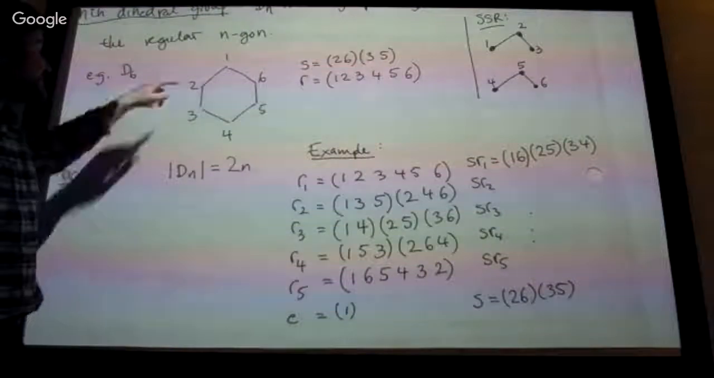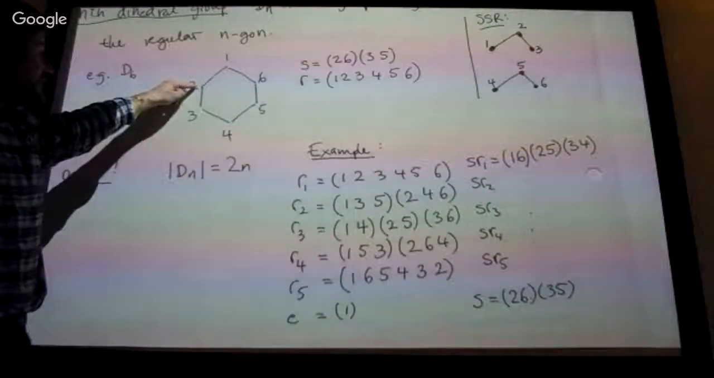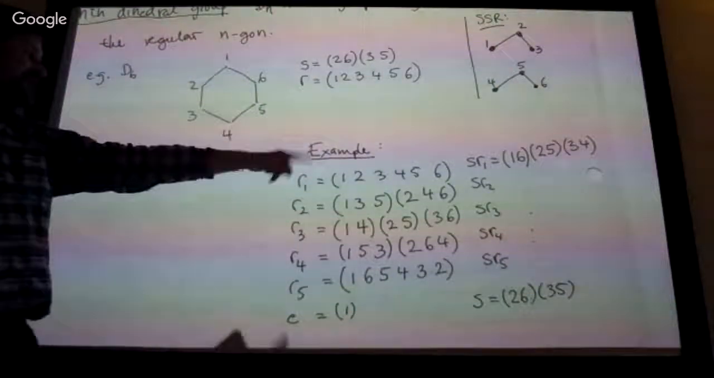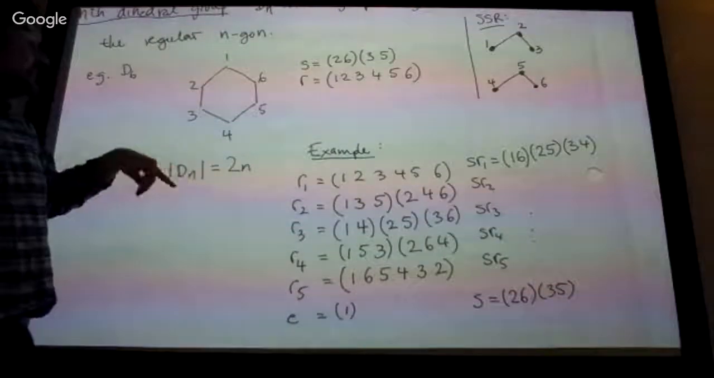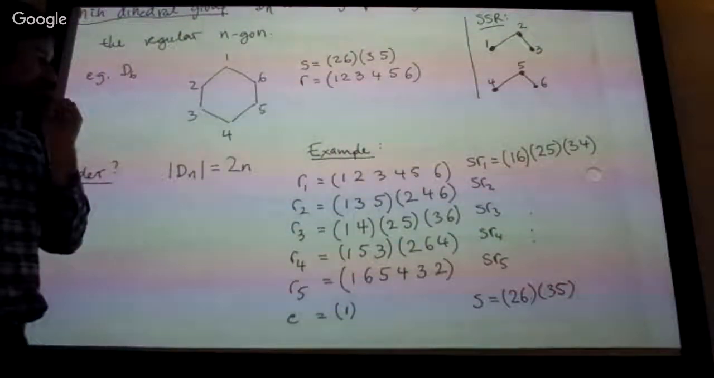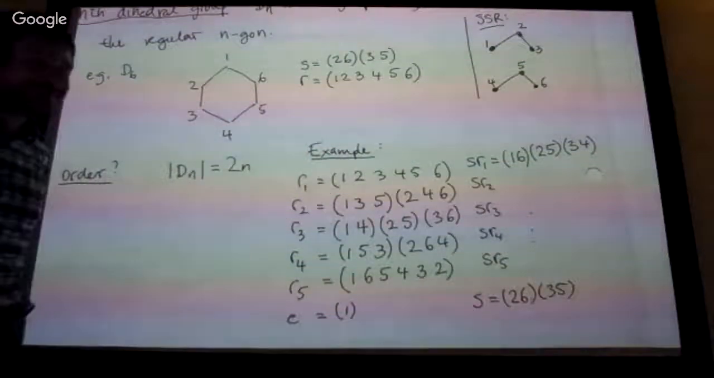So what's it going to be? So 2 and 5 stay put, and 1 goes to 3. Okay, I don't think we've listed it here, but it must be one of those.